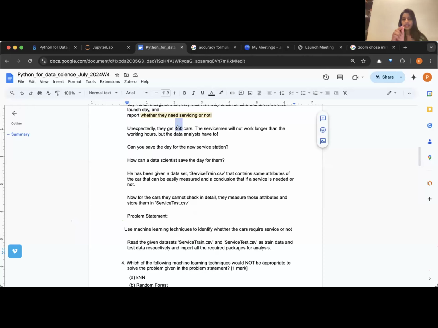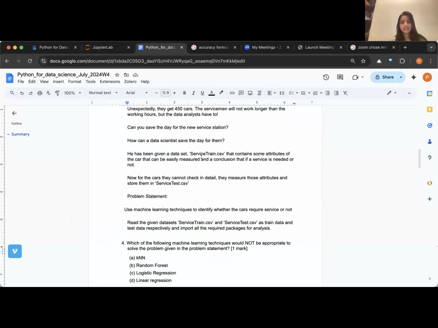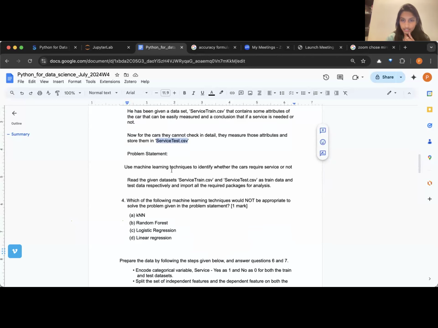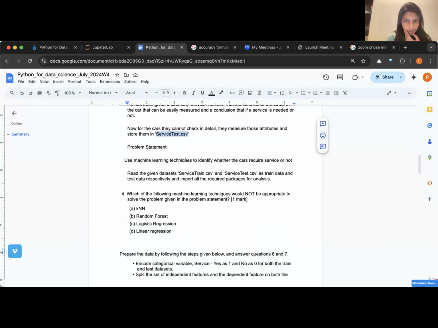So you predict: X is each car, and Y is whether the car needs service or not, yes or no. That is why you need to predict Y. You can understand where this is going. He has a test set, and now he has to run the model. Let's see the questions first. Use machine learning techniques to identify whether the cars require service or not.